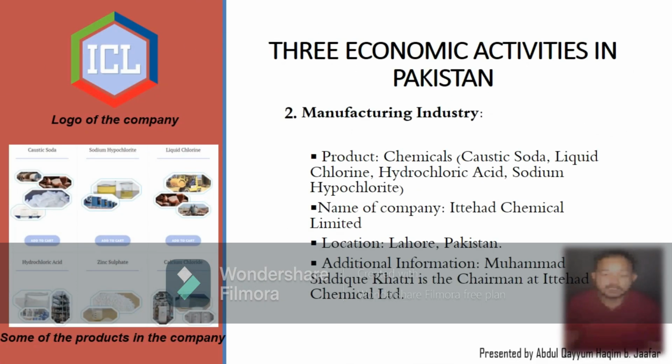For second is manufacturing industry. Product is a chemical, caustic soda, liquid chloride, hydrochloric acid, sodium hypochlorite. Name of company, Etihad Chemical Limited. Location, Lahore, Pakistan. Additional information, Muhammad Siddiq is the main chairman at Etihad Chemical Limited.